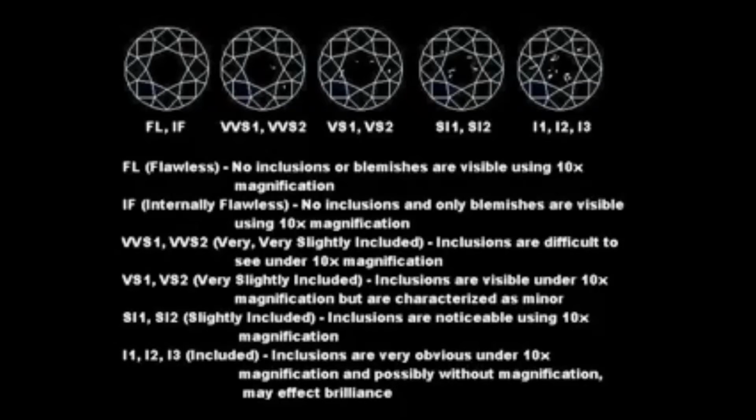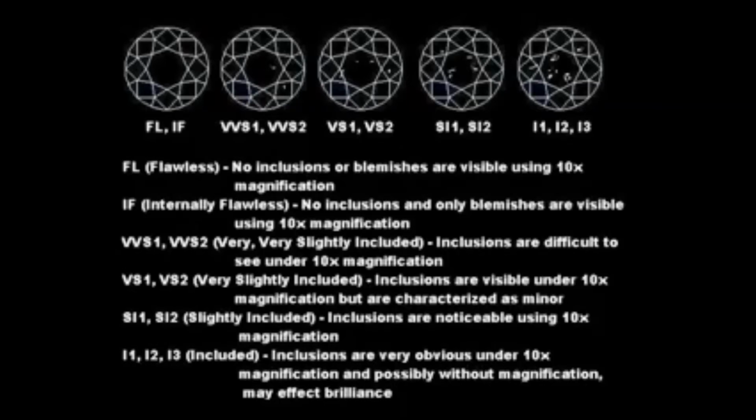The clarity grading scale is laid out FL to I3. FL, flawless: no inclusions or blemishes are visible under 10 times magnification. IF, internally flawless: no inclusions and only blemishes are visible under 10 times magnification. VVS1 and VVS2, very, very slightly included: inclusions are difficult to see under 10 times magnification.